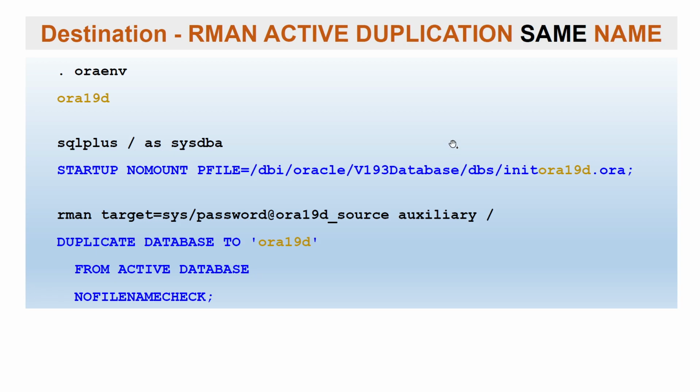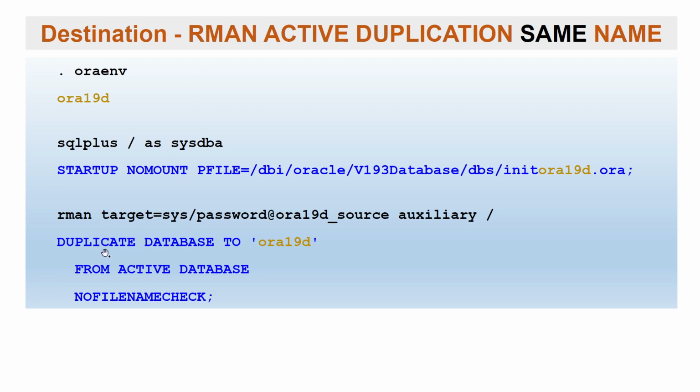Now, once the TNS entry is created, we can run the active duplication command. To run this command, we have to start our instance in no mount mode using the P file that we transferred from the source. Then we will connect to RMAN, connect to the target, and connect to the auxiliary. This connection string is pretty important. Here, target refers to the source. So in the target, you connect to the actual production database that you want to clone, and auxiliary is the one on the destination server.